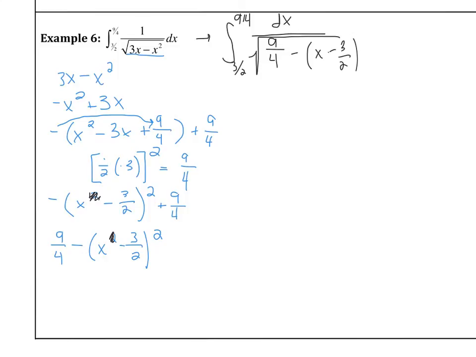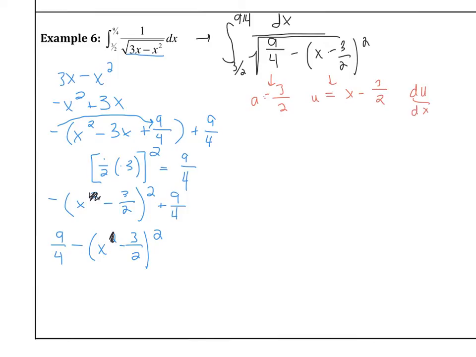Great. And now we're ready to go with our u sub for inverse trig. So obviously this is a constant, this is a squared. So if 9/4 is a squared, I then know that a is 3/2. And from here, my function u that's being squared is x minus 3/2. And I'm just going to go ahead right now and get du dx. Du dx is 1. That's nice.